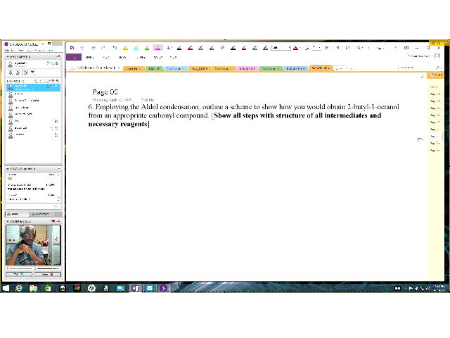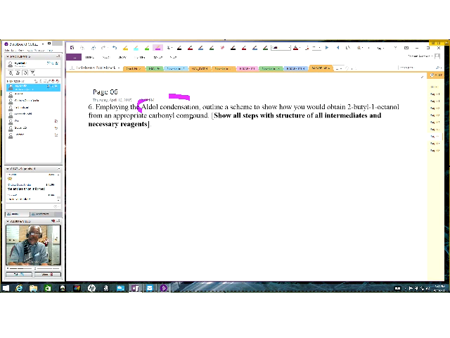Employing the Aldol condensation, outline a scheme to show how you would obtain... Okay, thank you. Now, this question says, employing the Aldol condensation, outline a scheme to show how you will obtain 2-butyl-1-octanol. Okay, this is a very interesting question.